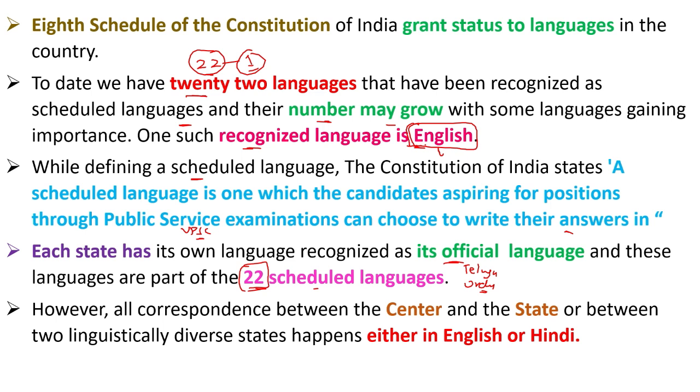However, all correspondence between the center and state, or between two linguistically diverse states, happens either in English or Hindi. Suppose our state's official language is Telugu, but our country's official language is what? Hindi. Sorry, the associate official language is English and the national language is Hindi. So we can communicate with the central government either in English or Hindi. Any one of the languages we can select.